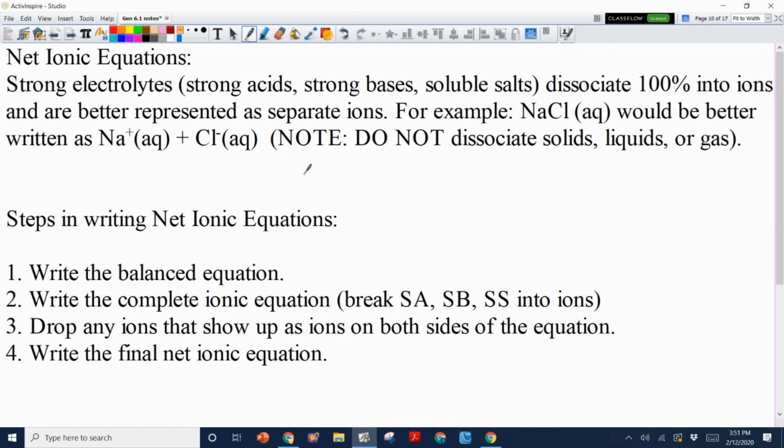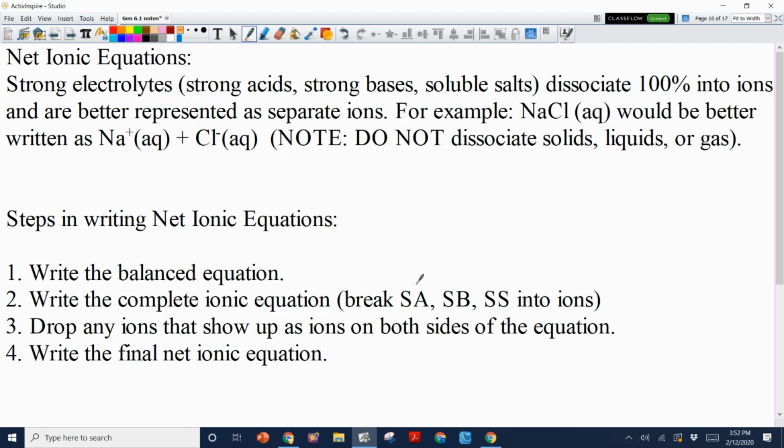All right, so the first step in writing a net ionic equation is to have a balanced equation. That's why we did balancing of equations first and then net ionic equations now. After you balance the equation, you're going to write the complete ionic equation. So you're going to break apart the strong acids, strong bases, and soluble salts into ions. Then you're going to drop any ions that show up as ions on both sides of the equation. They're going to get crossed out. So whatever you have left is called the net ionic equation.